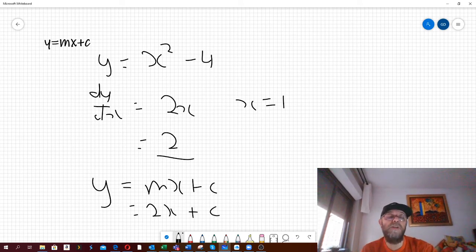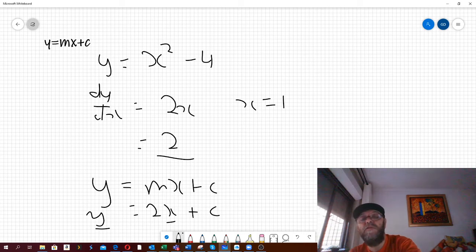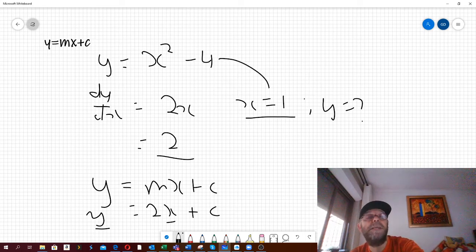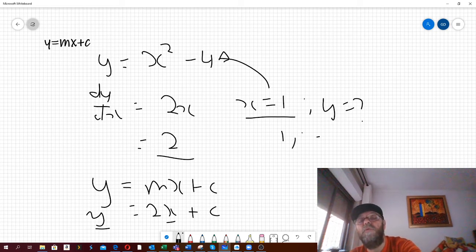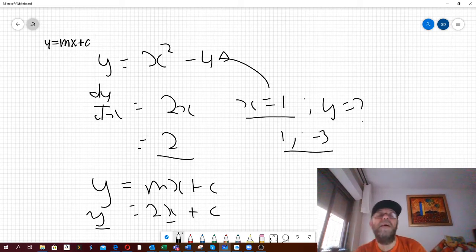Okay, so far so good, but now we're going to need an x and a y value so we can find our c value. In other words, we need a point that is on this graph. Well, they already told us that x equals 1, but we don't know what y equals. Okay, so we're going to have to find y by substituting that into the equation. So if I put x in there, I get 1 minus 4, which is minus 3. So one of the points is (1, minus 3). In fact, that is the point at which this tangent meets the curve.